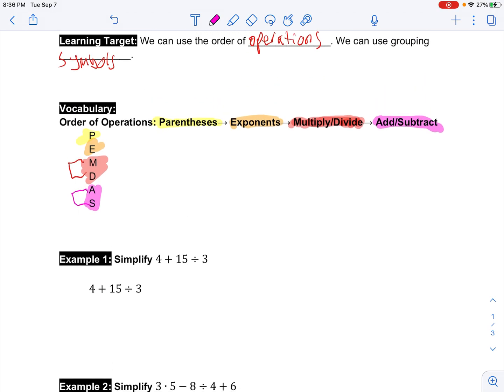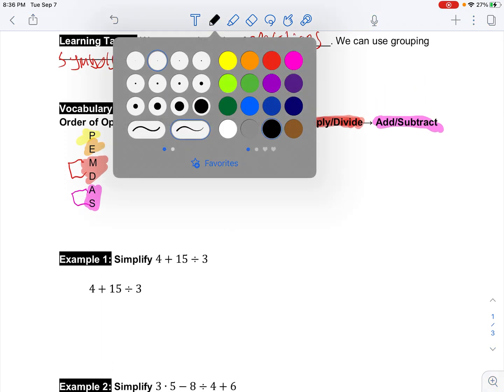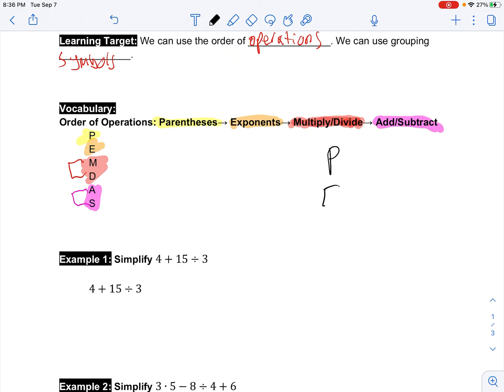So let's take a look. First thing I look at is I'm going to draw PEMDAS, and I'm going to start checking stuff off. Do I have parentheses? Nope, so I don't need to do anything. Do I have exponents? Nope. Do I have multiplication? Nope. Do I have division? Yes, I do, and that's right here.